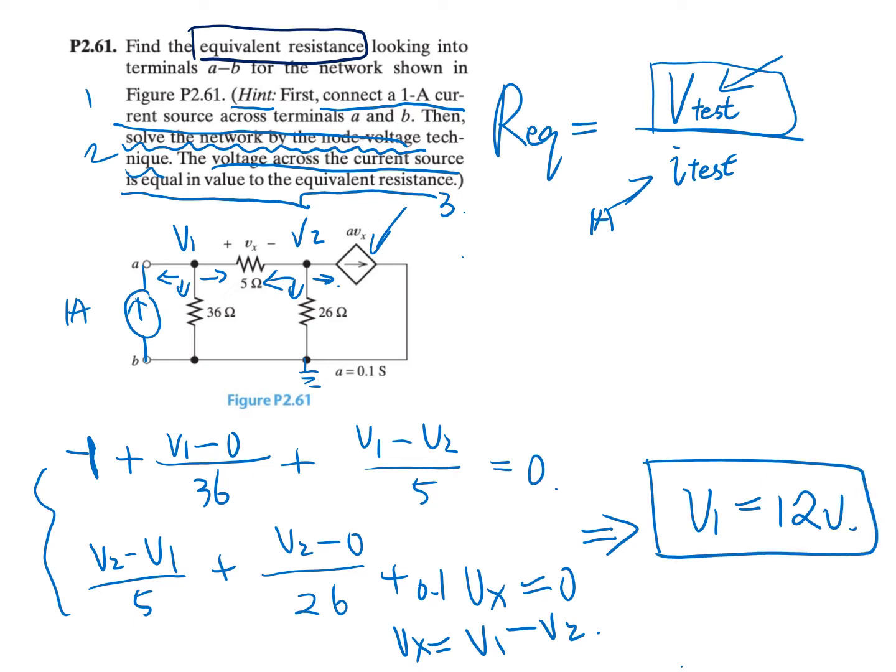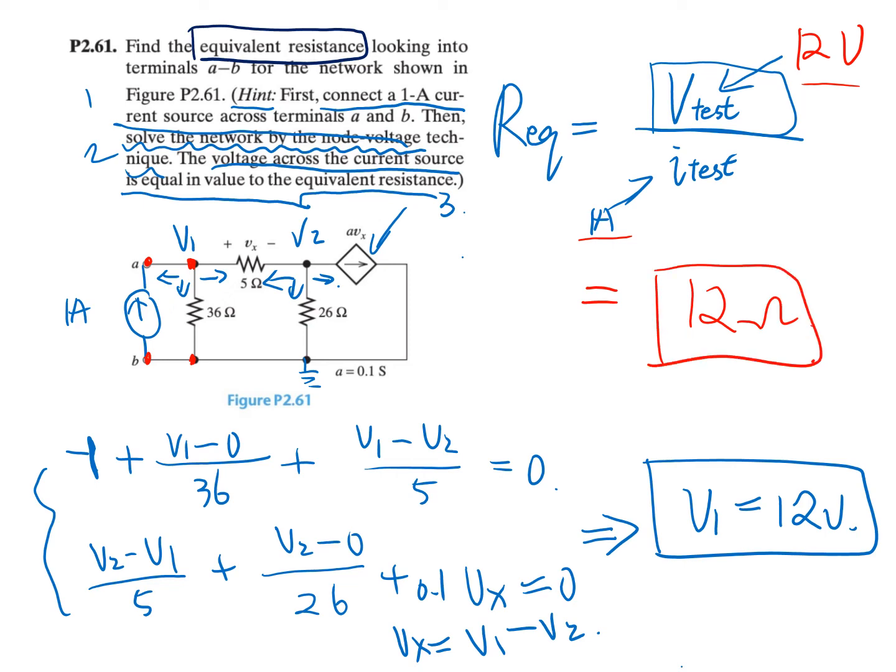So V1 is the voltage across this 36 ohm resistor here. Because the current source is connected in parallel, it will share exactly the same voltage across it. So we know that the voltage across the 1 amp test current source is 12 volt. So Req is equal to 12 divided by 1, that's 12 ohm. So the equivalent resistance is equal to a 12 ohm resistor.